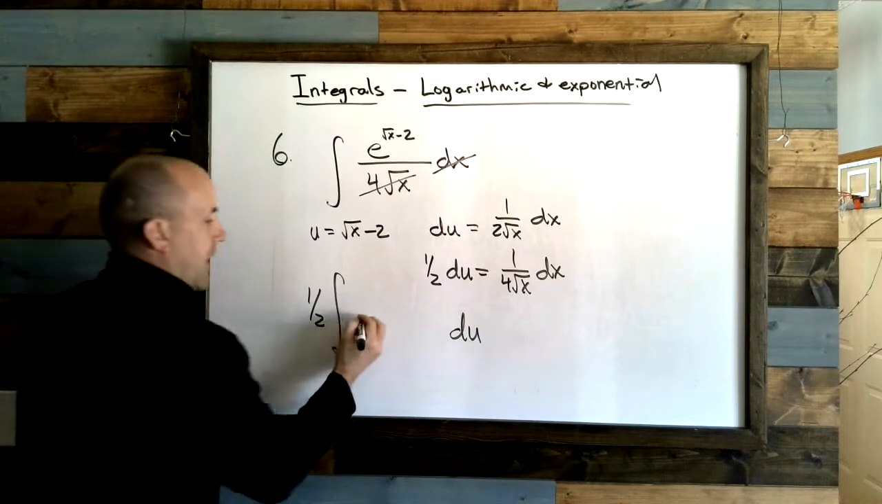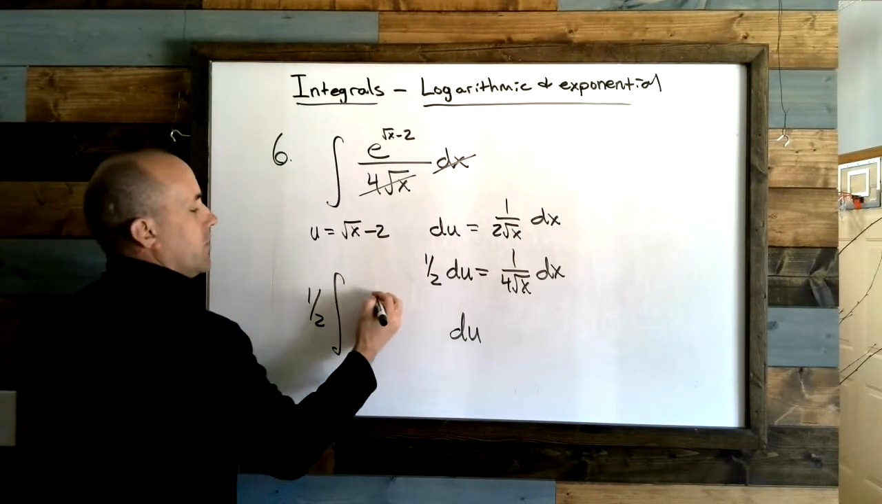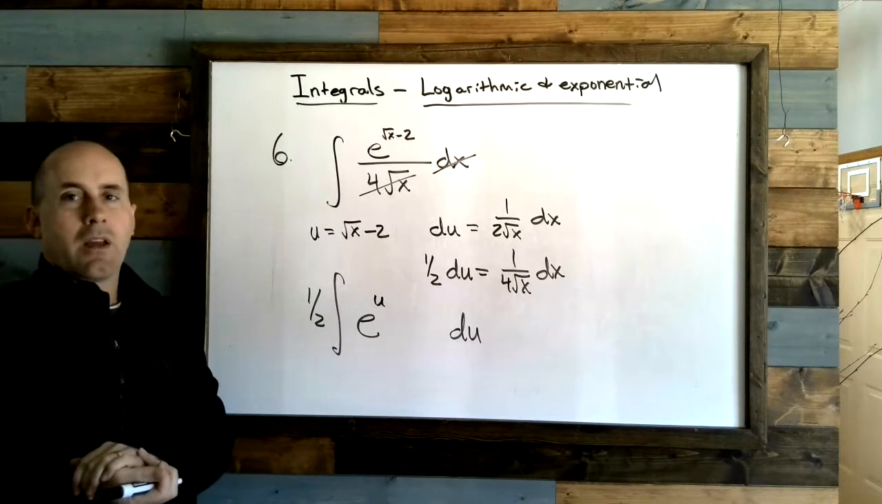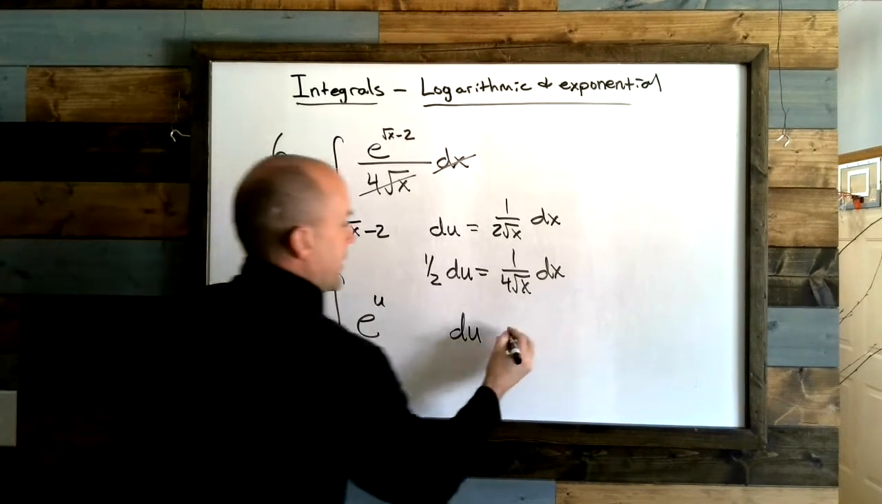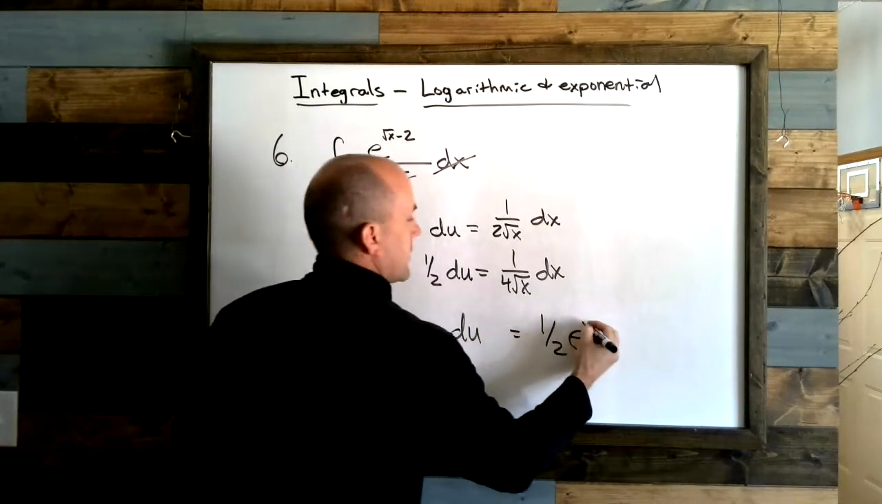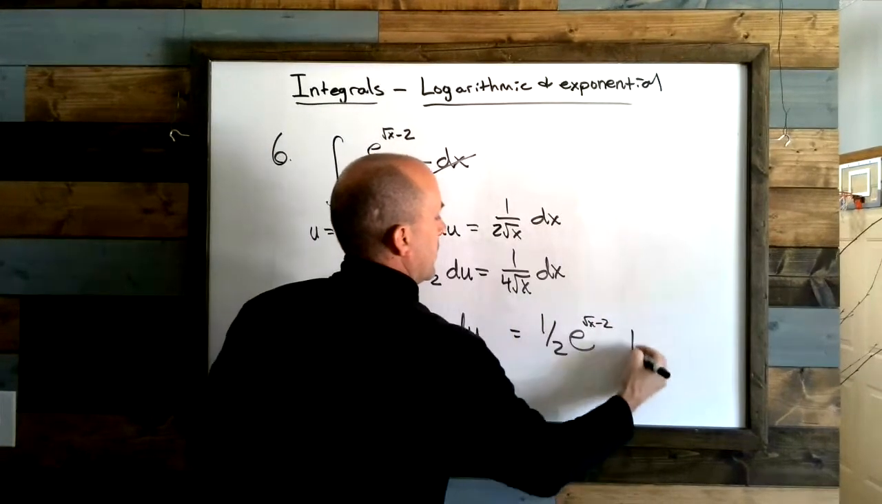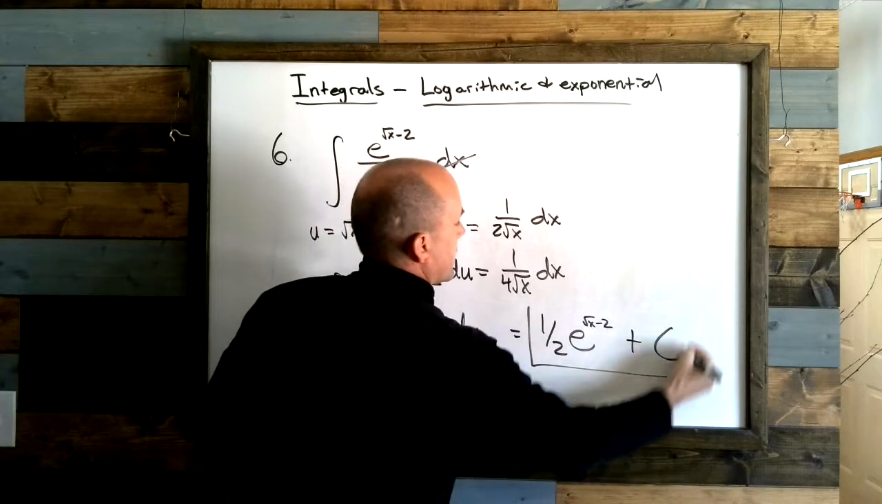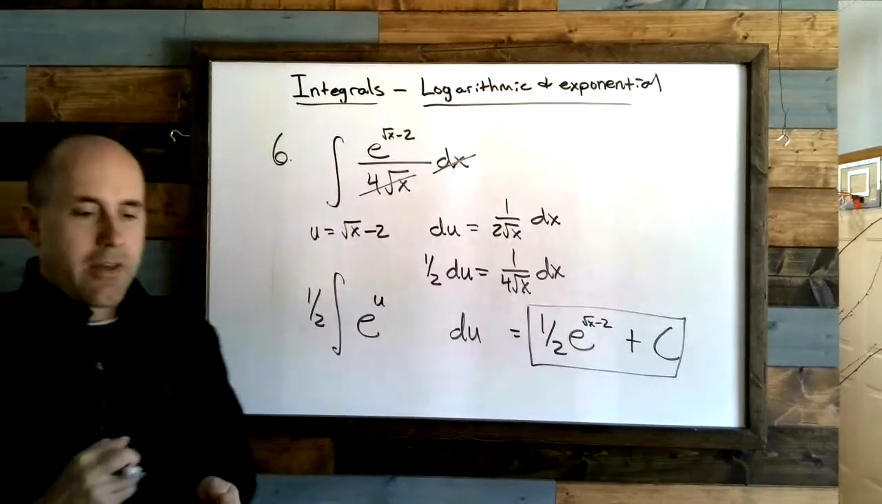What do I have left? I have e raised to the u. And the derivative of e to the u is simply e to the u, and u is the root of x minus 2 plus a constant. And there you have it.